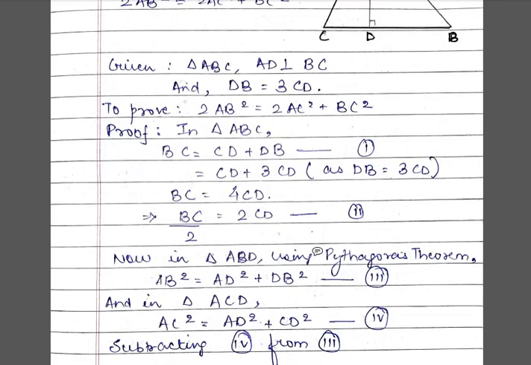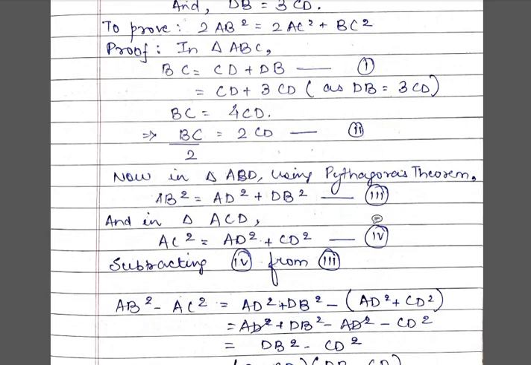I get AB square is AD square plus DB square, as you can see. I also apply the Pythagoras theorem in the triangle ACD. So AC square is AD square plus CD square. Now what I am doing is I am subtracting equation from 5. मतलब ये जो नीचे वाला इक्वेशन है इसको ऊपर वाले से सब्ट्रैक्ट करते हैं. तो यहाँ पे लेफ्ट हैंड में क्या होगा? AB स्क्वायर माइनस AC स्क्वायर. I got this. राइट हैंड में क्या होगा? The first AD स्क्वायर प्लस DB स्क्वायर सेम रहेगा.